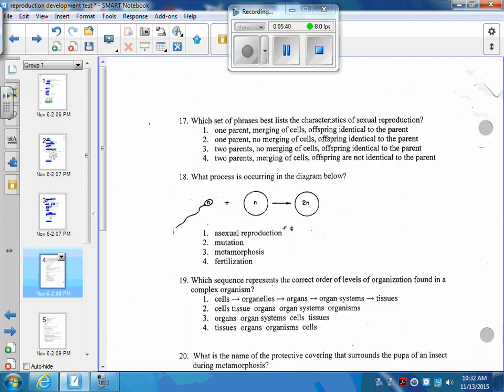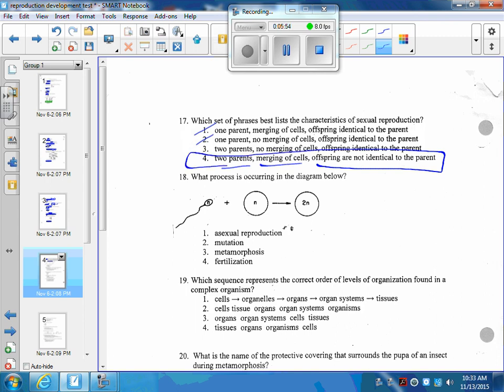Which set of phrases best lists the characteristics of sexual reproduction? Well, you know it has to be 2 parents, so get these away. Done. Sexual reproduction is also fertilization, so you need merging of cells. And the offspring are not identical. They are a variety of different genes, so they are similar.